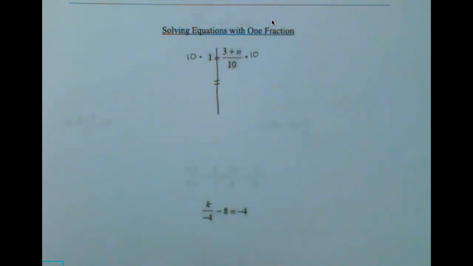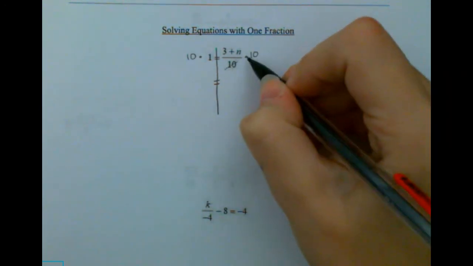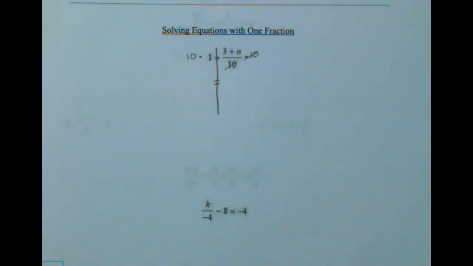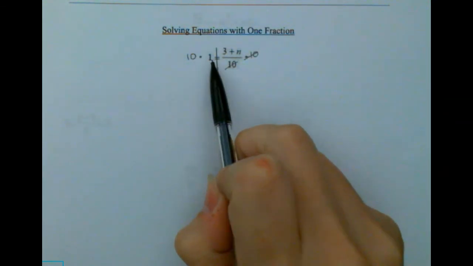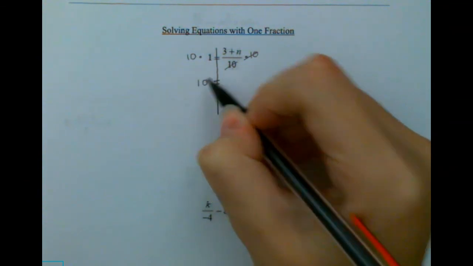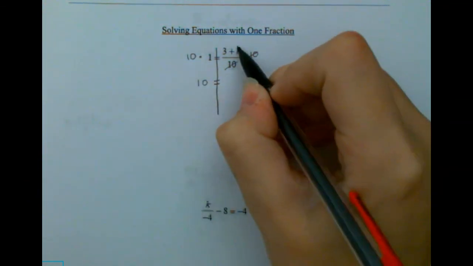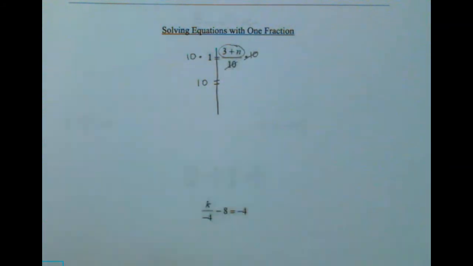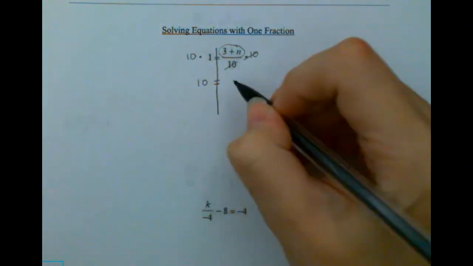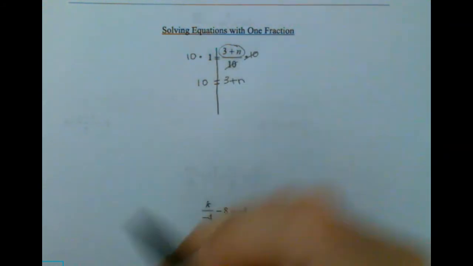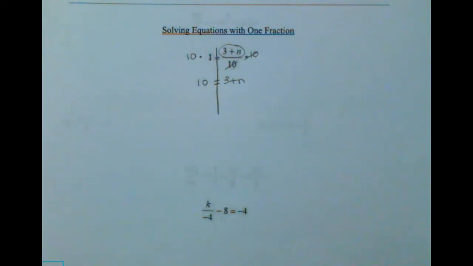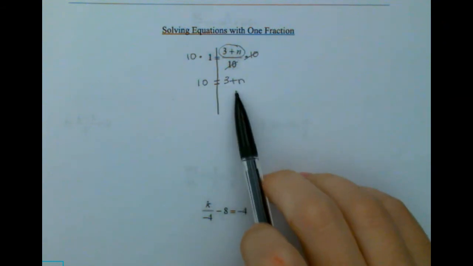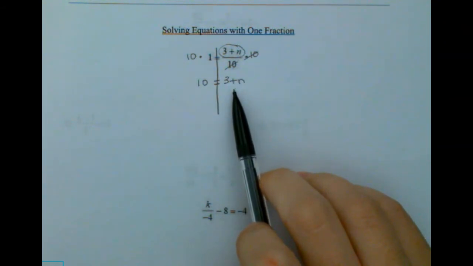On the right side, just like we talked about a second ago, these 10s will cancel out. We just talked about that trick. They'll go away. On the left side, though, I actually have to do that math. What's 10 times 1? 10. And then on the right side, what's left over is everything in that numerator, that 3 plus n, so that just gets brought down. And now we've created an equation that has no fractions. It becomes a very simple equation that we've been able to solve for the last couple learning targets, right?